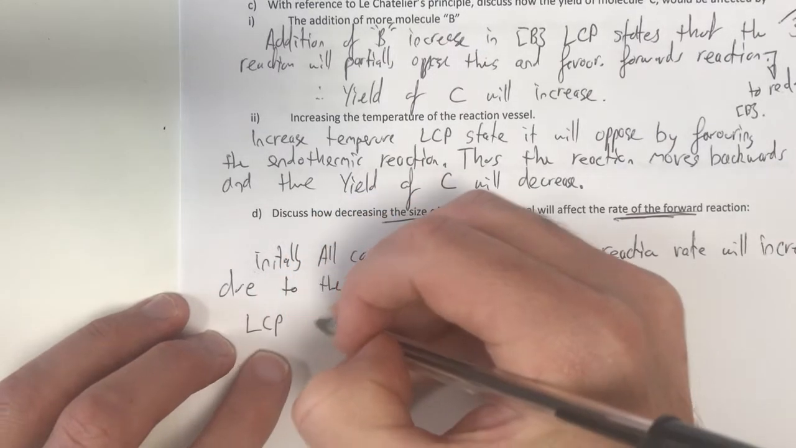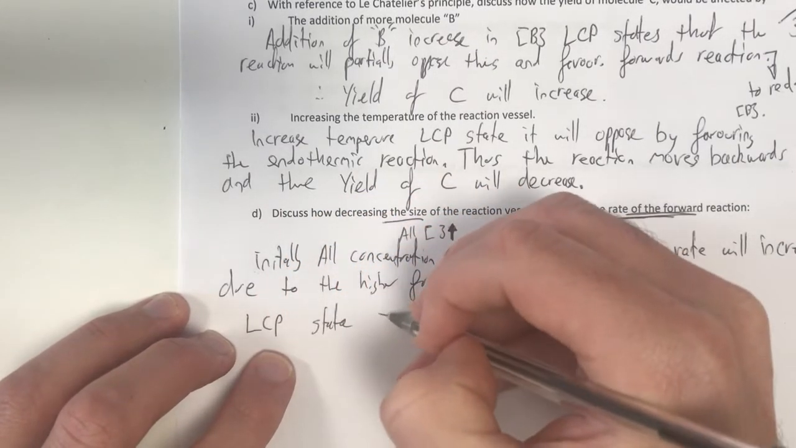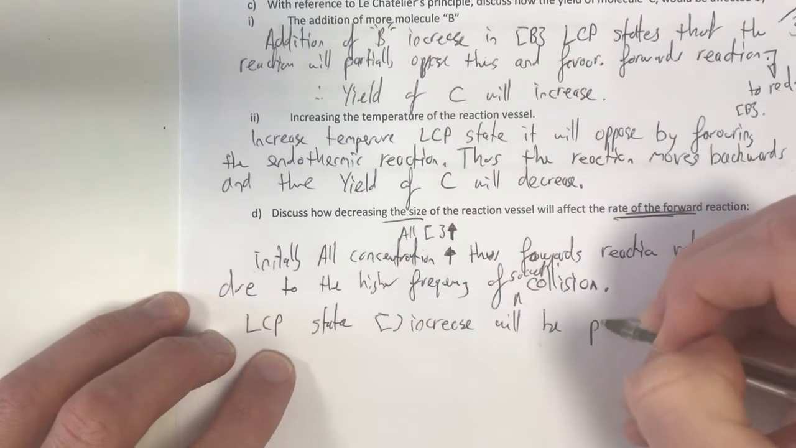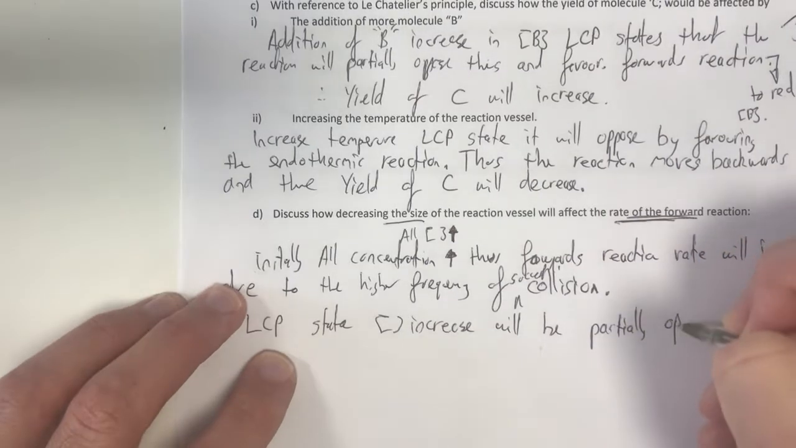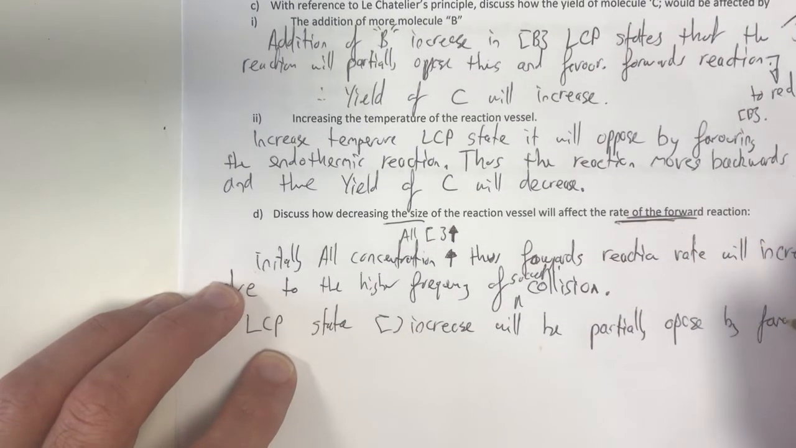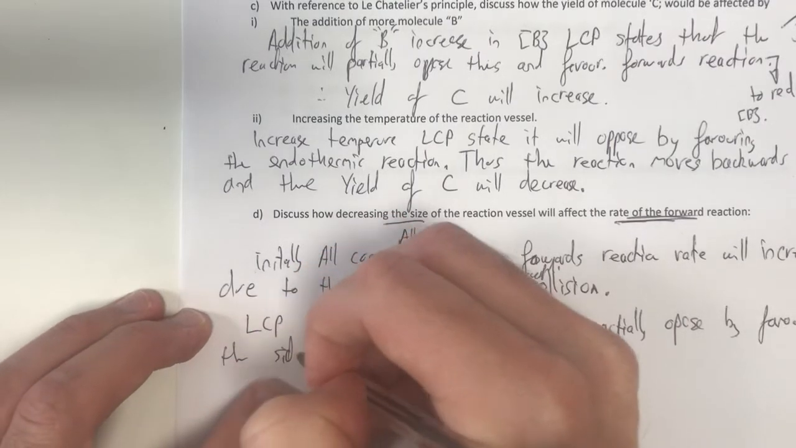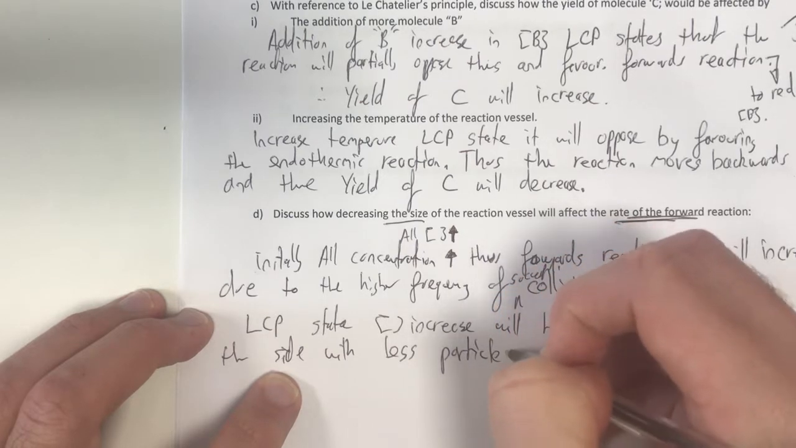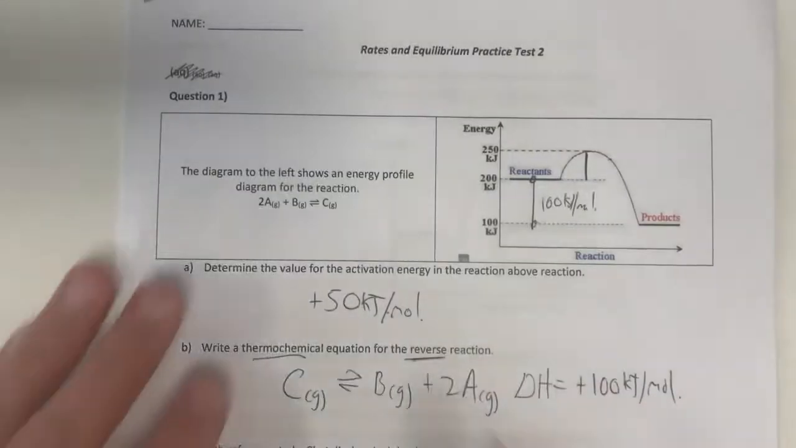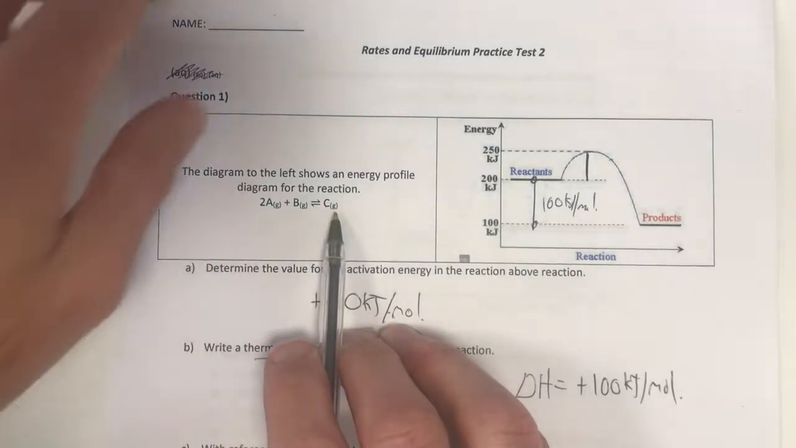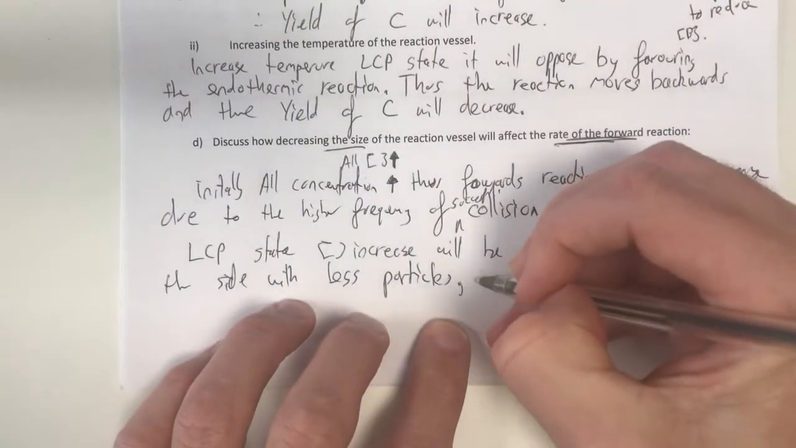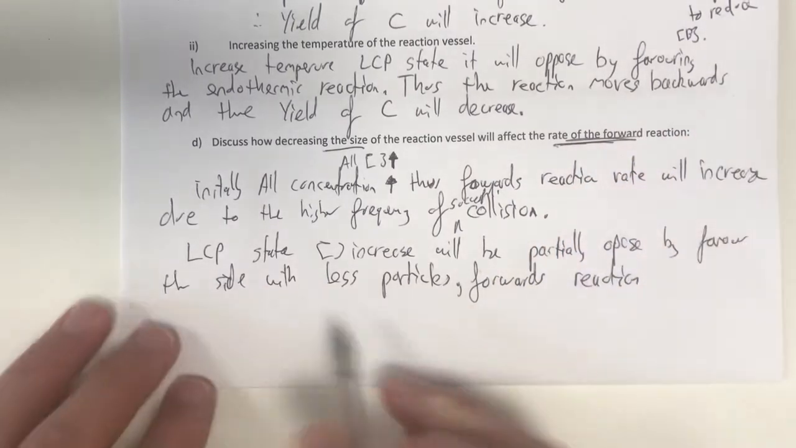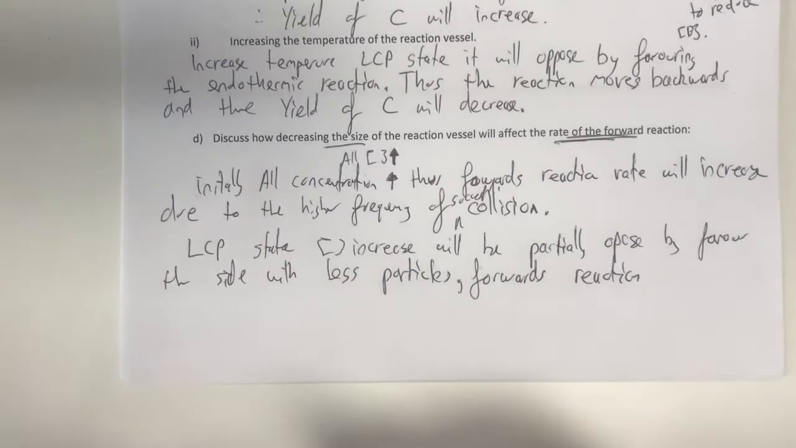Le Chatelier's principle states the concentration increase will be partially opposed by favouring the side with less particles, which is, we've got 3 particles on this side, only 1 particle on that side. So that is the forwards reaction. So that's what Le Chatelier's principle says. Now, what will happen to the forwards reaction?